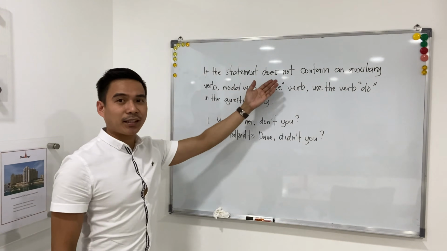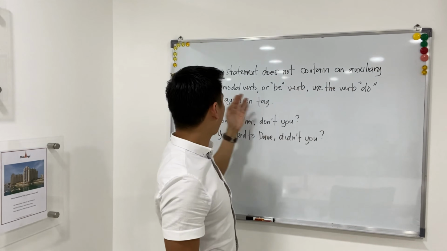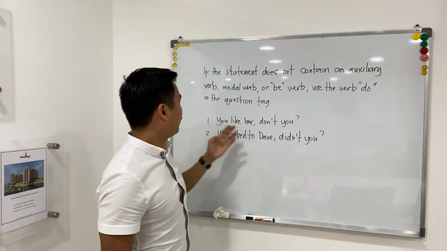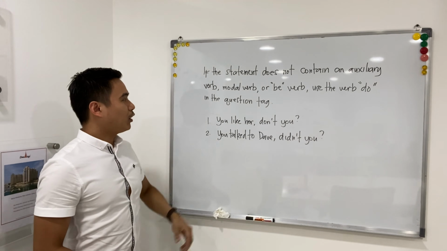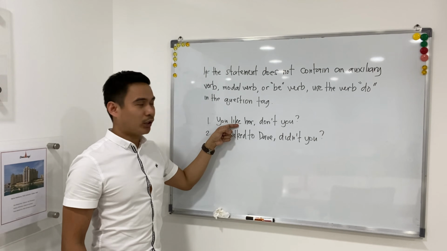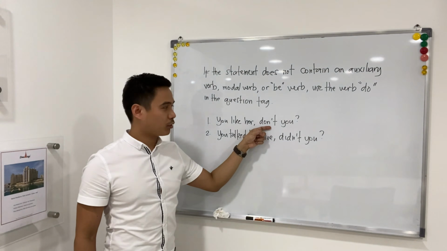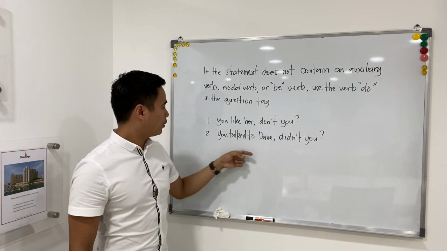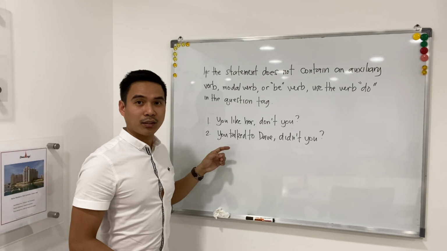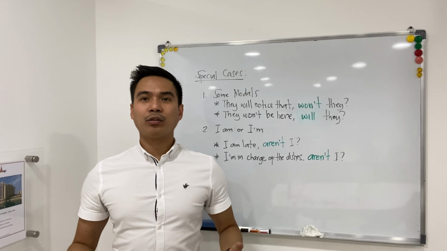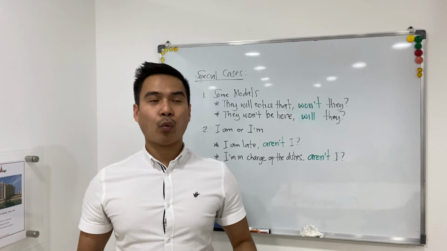If the statement does not contain an auxiliary verb, modal verb, or be verb, use the verb do in the question tag. You like her, don't you? Like is the main verb without an auxiliary, so we use don't. You talked to Dave, didn't you? Talked is the main verb. Didn't.